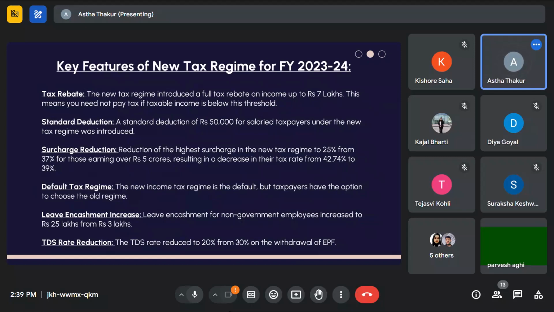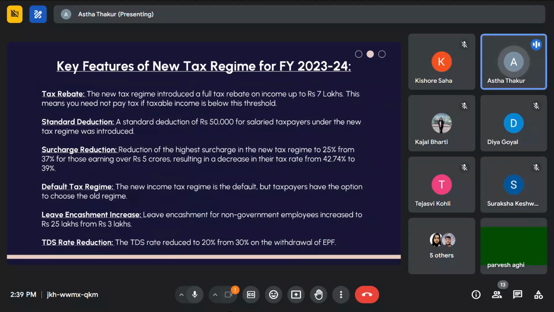Okay. Just one thing. You said there is an old regime and there is a new regime. Can you tell me what is the difference? Why has the government brought a new regime? And any major difference between the old regime and new regime, some features?